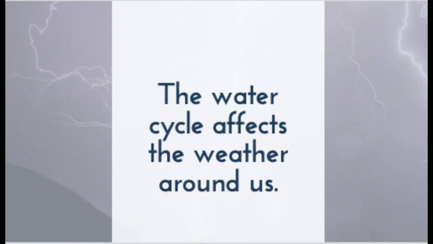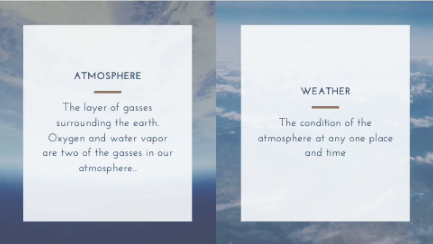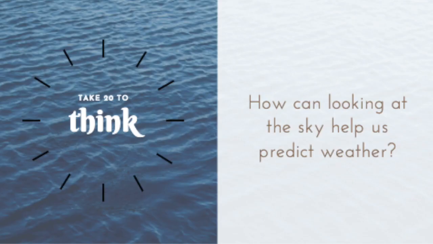The water cycle affects the weather around us. Here are two terms that will help you understand how. The first is atmosphere. Atmosphere is the layer of gases that surround the Earth, including oxygen and water vapor. Weather is the condition of the atmosphere at a given time. I want you to take 20 more seconds to think. How can something as simple as looking up at the sky help us predict weather?